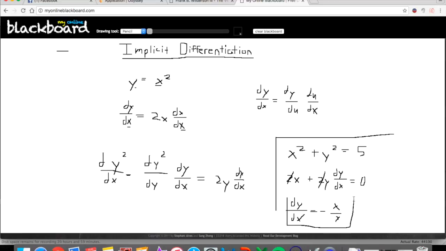Almost all the time, you'll end up with this y in either the numerator or denominator, and that is because the y appears due to implicit differentiation. You don't automatically go to dy over dx.